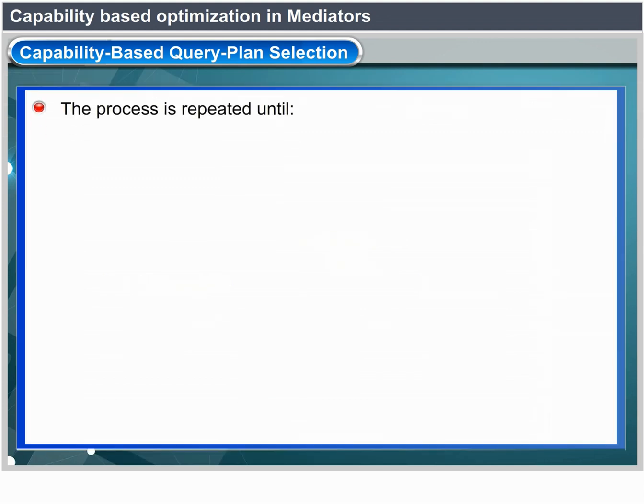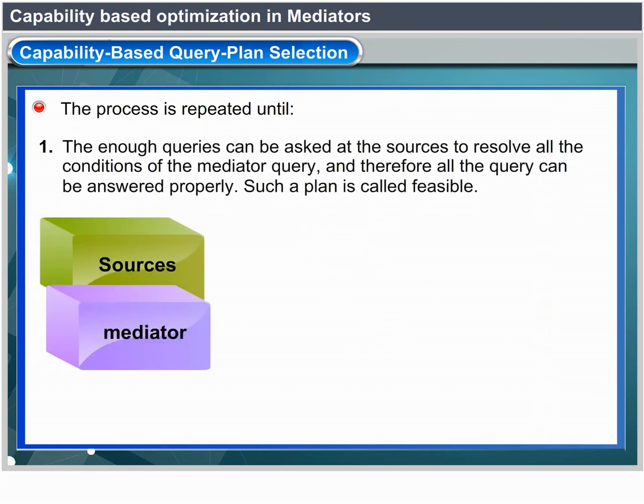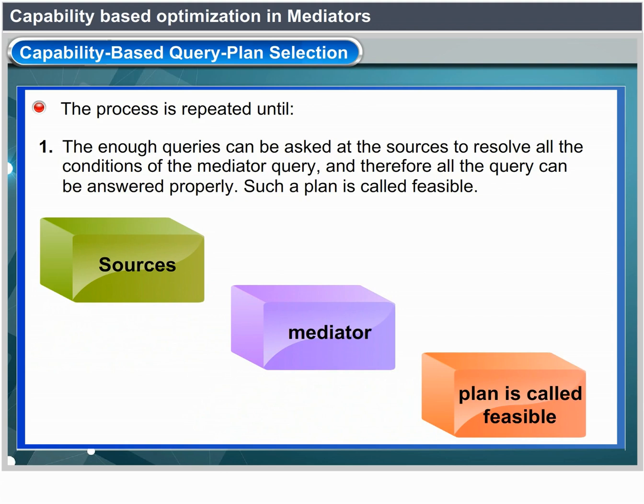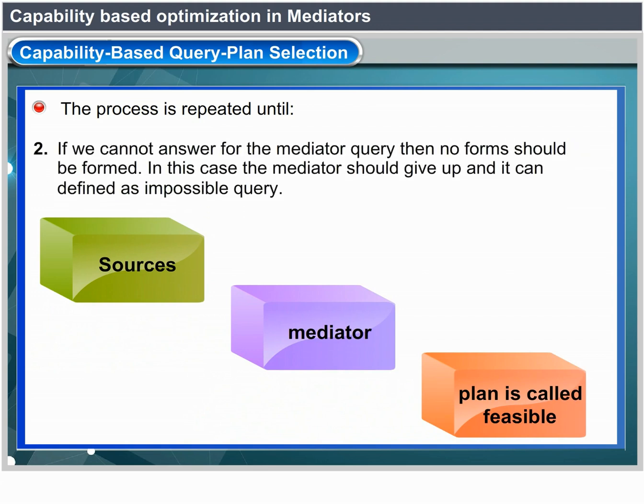We repeat this process until either number 1, we have asked enough queries at the sources to resolve all the conditions of the mediator query, and therefore we may answer the query. Such a plan is called feasible. Number 2, we can construct no more valid forms of source queries, yet we still cannot answer the mediator query, in which case the mediator must give up. It has been given an impossible query.